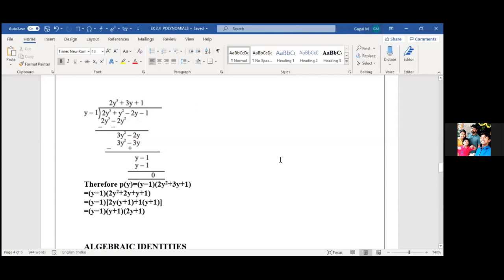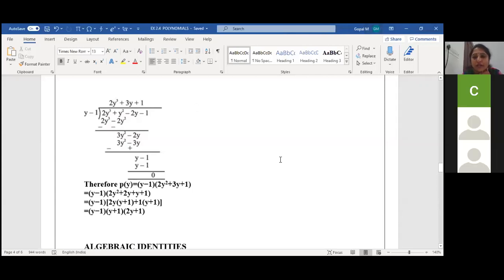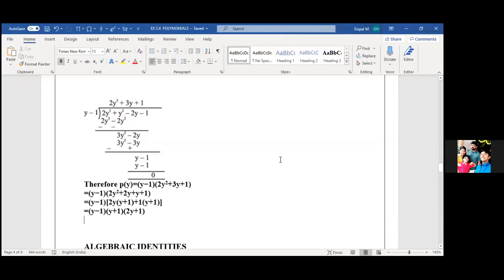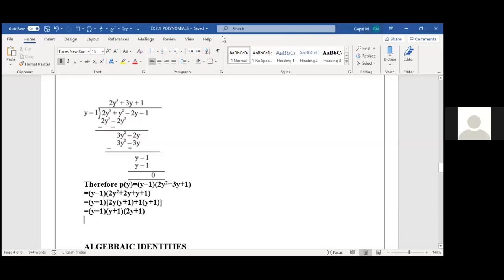Am I clear, children? Tomorrow's homework is exercise 2.5, first main and second main. You are going to do it on your own, because that is completely based on what you have learned in grade 8. That is, all these first 4 identities. Am I clear, children? Please try to do first and second main on your own. I'll explain from the next onwards.